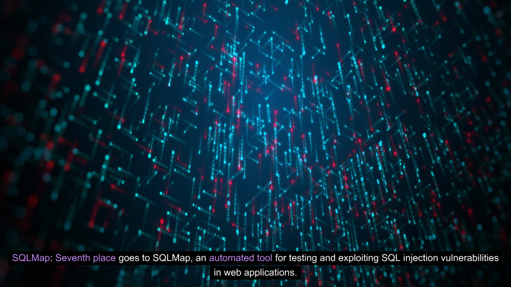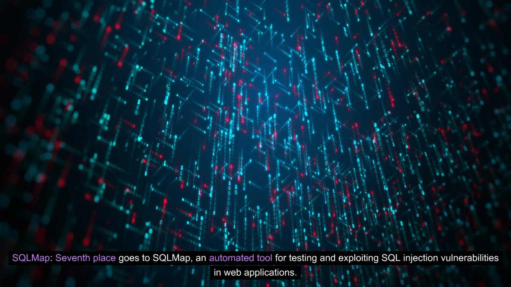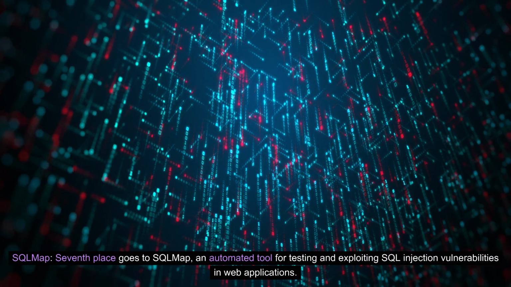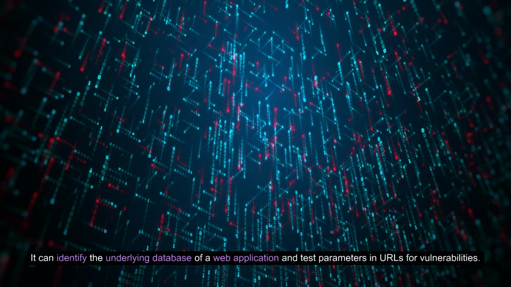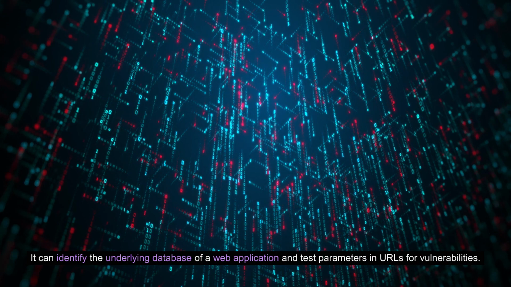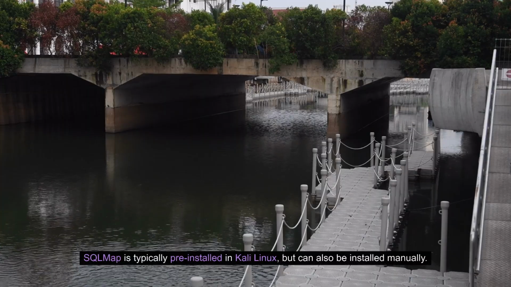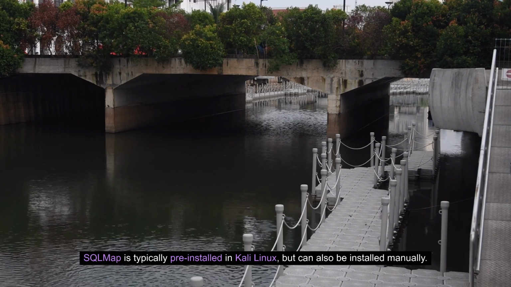SQLmap. 7th place goes to SQLmap, an automated tool for testing and exploiting SQL injection vulnerabilities in web applications. It can identify the underlying database of a web application and test parameters and URLs for vulnerabilities. SQLmap is typically pre-installed in Kali Linux, but can also be installed manually.